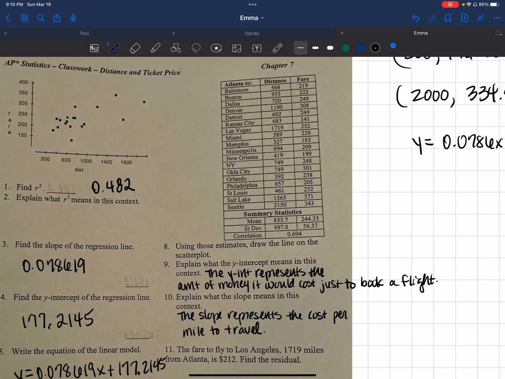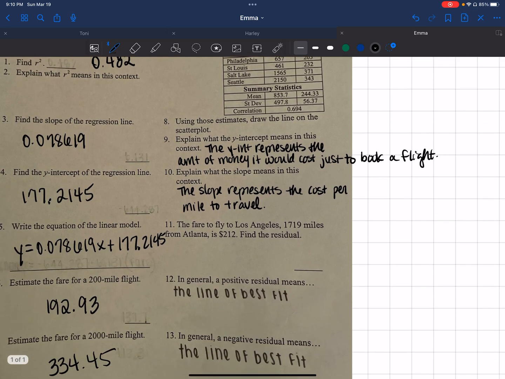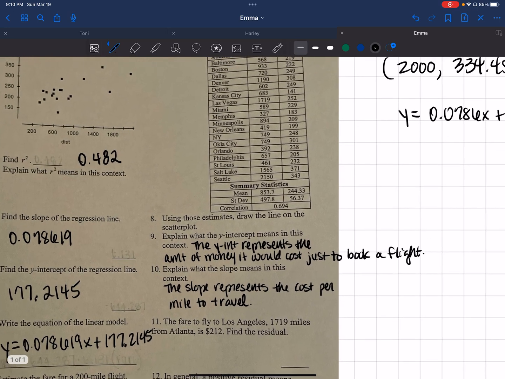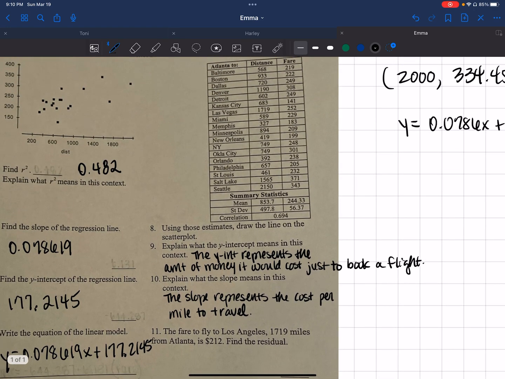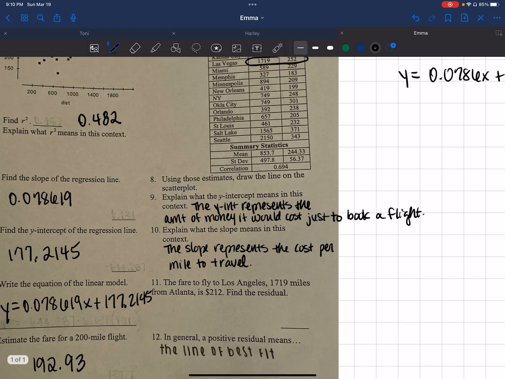Okay. This is the fare to fly to Los Angeles, 1,719 miles from Atlanta, is $212. Okay. Find the residual. Okay, this is actually what? Above or below. So if I find 1,719 miles, that's $252. So this is below.